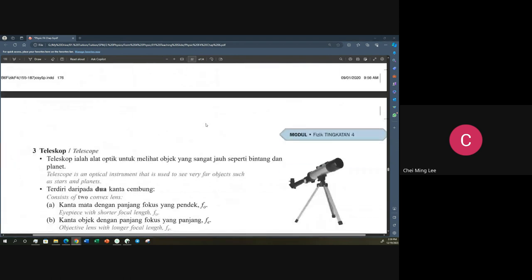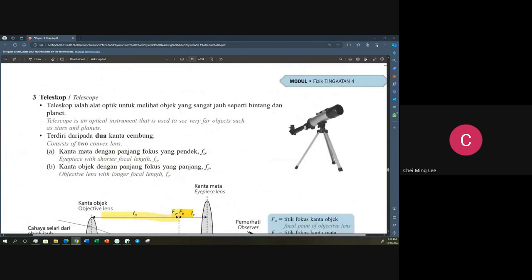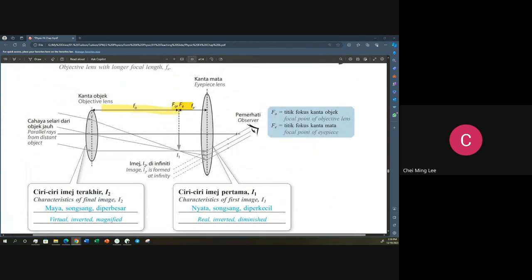Okay, so let's continue. Now, for the telescope. A telescope is an optical instrument used to see very far objects like stars and planets. It is also considered as two convex lenses, almost similar to this one. So we have an objective lens and an eyepiece. The difference is that the objective lens is forming an image from infinity or a very far place.